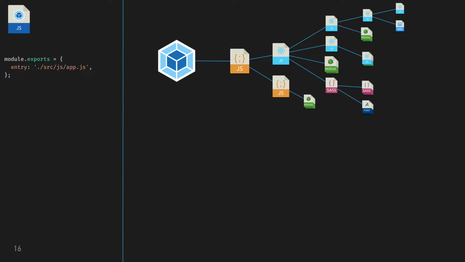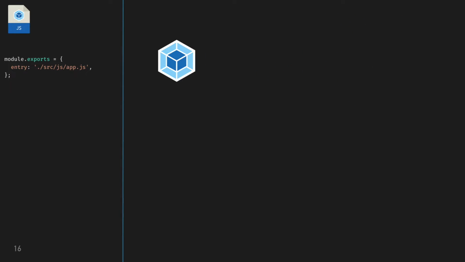So the next important word is resolving. Webpack resolves your dependency graph, and the way that it does that is by treating every single one of them, even though it's a Sass file, an image or a font, as if they were JavaScript modules. Keep that in mind as we continue.